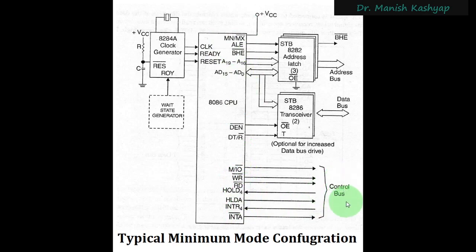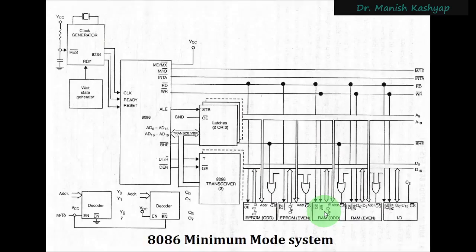So this is the basic minimum configuration that you need to start a microprocessor. You have a clock, a microprocessor, an address latch, a transceiver, and a control bus. Now what? Do we need something else to be able to run this microprocessor? Yes, we of course need an externally interfaced memory, right? So let me just show you that diagram.